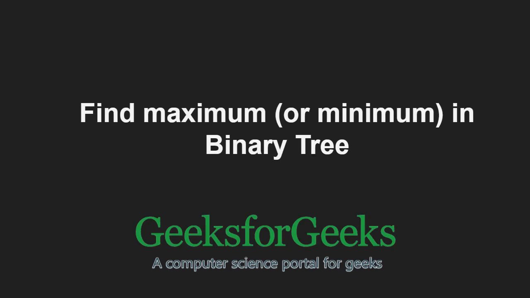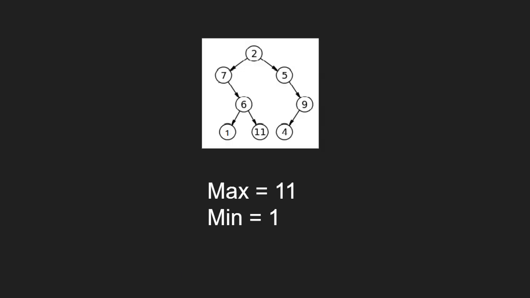In this video, we are going to understand the program which finds the maximum and minimum element in a binary tree. First, let us see an example. As you can see, in this example, the maximum element in the tree is 11 and the minimum is 1.